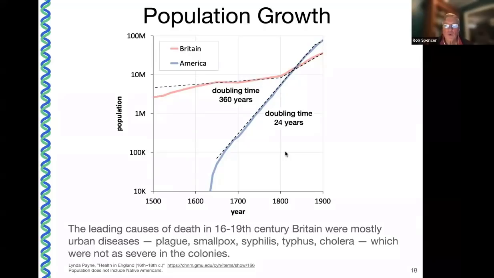The reason why, as you can see at the bottom, is because although life was certainly hard in the colonies, what we didn't have was plague, smallpox, syphilis, typhus, and cholera, which are diseases that have built up in urban areas. It was amazingly different.